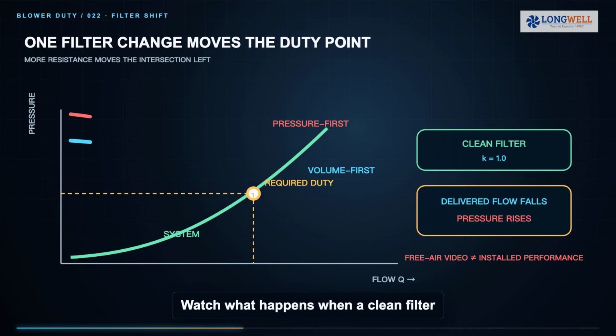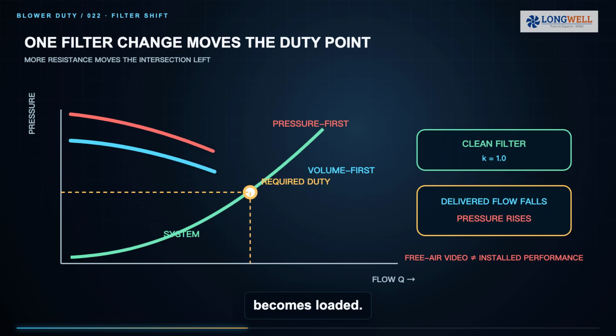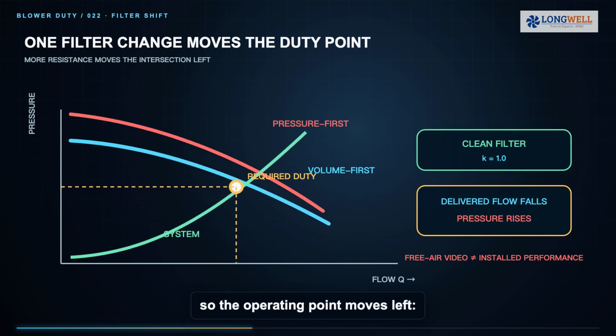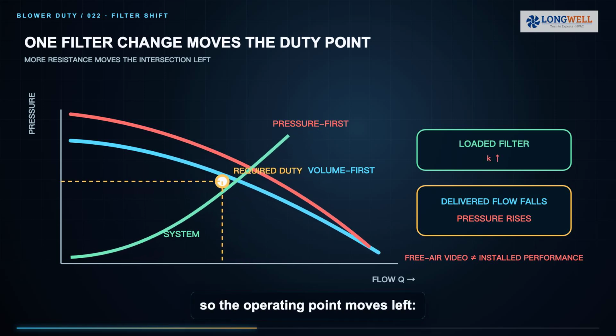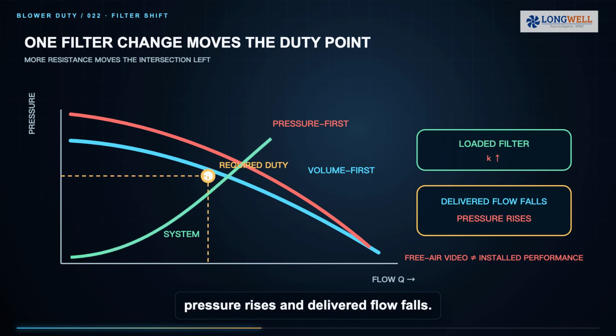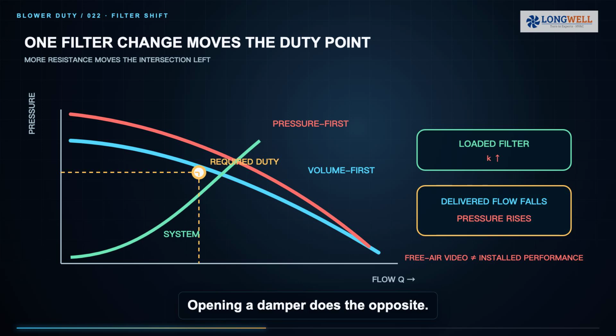Watch what happens when a clean filter becomes loaded. The system curve becomes steeper, so the operating point moves left, pressure rises and delivered flow falls. Opening a damper does the opposite. This is why a free air demonstration cannot prove performance inside an air handler or process line.